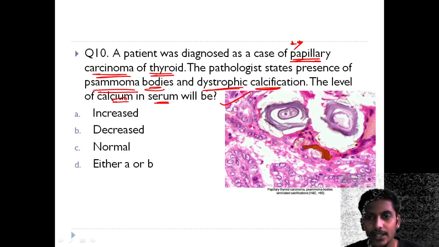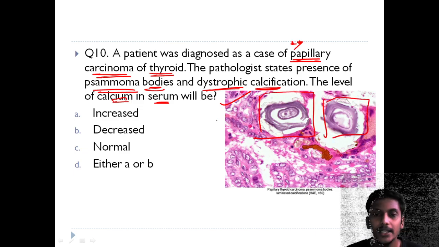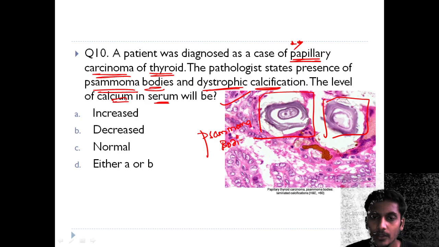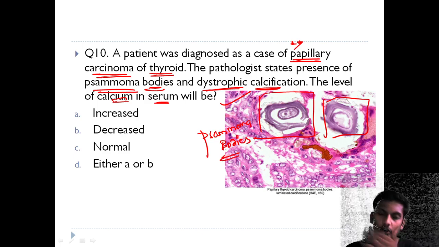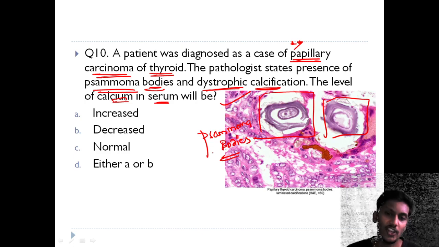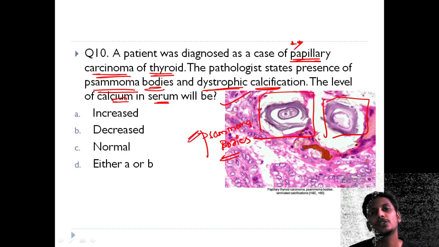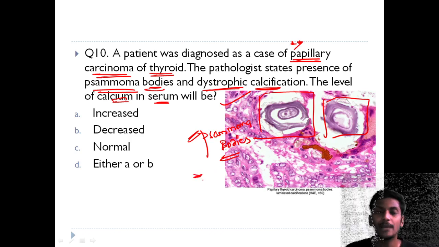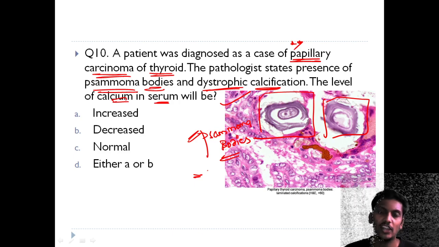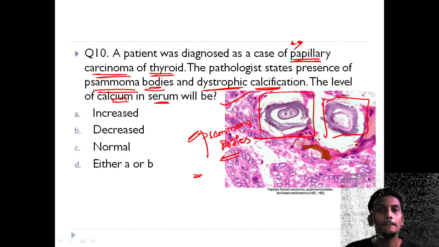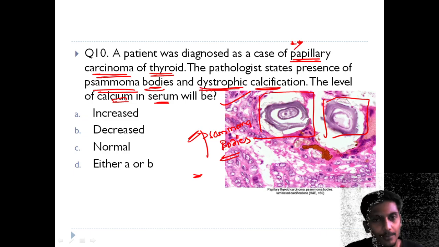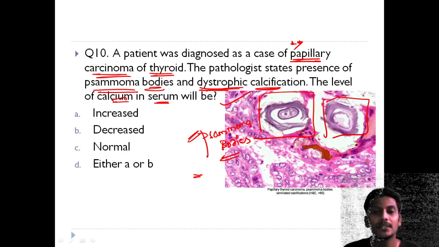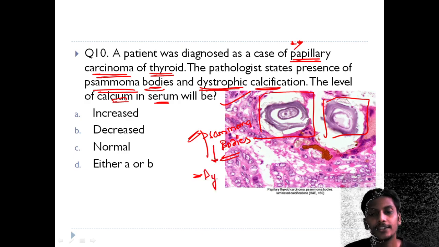This is your papillary carcinoma of thyroid, and this is the histopathological examination which has been given. These concentric rings of calcification seen over here are nothing but your psammoma bodies. Please remember, psammoma bodies are concentric or lamellated rings of calcification, and they are associated usually with many tumors, right? Usually we have two types of calcification, either dystrophic calcification or metastatic calcification. Here they have already mentioned the presence of psammoma bodies and dystrophic calcification. So please remember, psammoma bodies are usually seen in cases of dystrophic calcification.